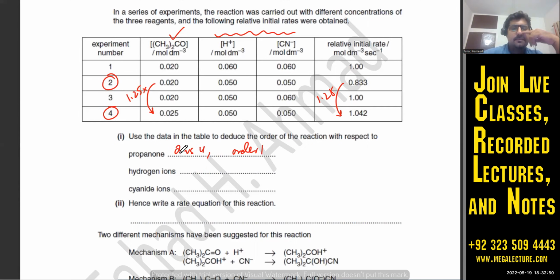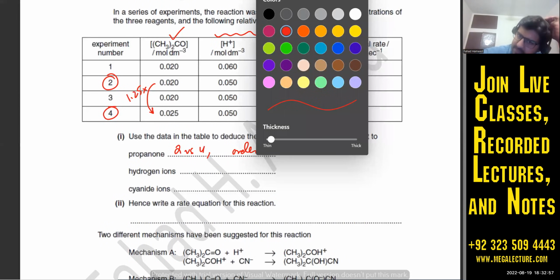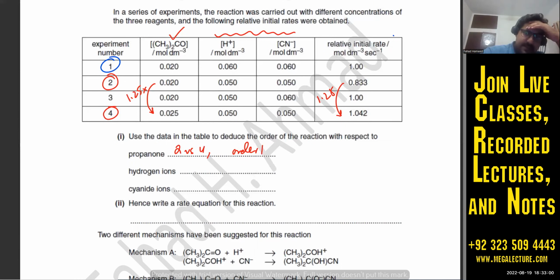Hydrogen ions. Now, which experiments should we compare for hydrogen ions? Is it 1 and 3 that I should compare? Okay, this remains constant. Now, in the case of hydrogen ions, I just want to vary hydrogen ions. I want to keep the other ones constant. So if I compare 1 and 3, the other ones are constant. 0.06, this is 0.02, this is also 0.02. And I'm going to try and figure out how the rate changes.